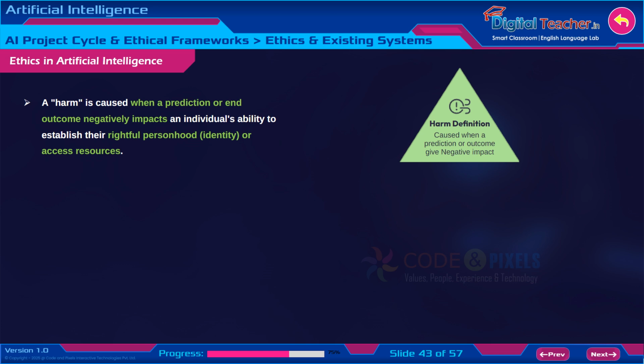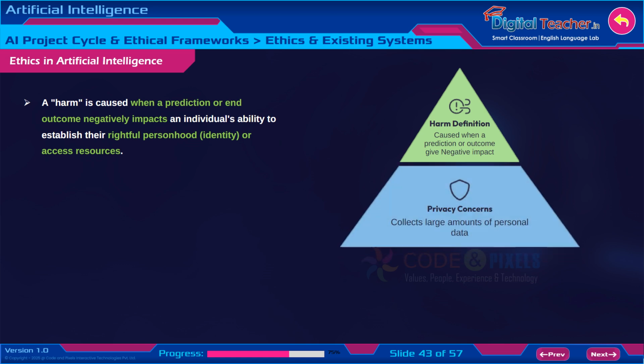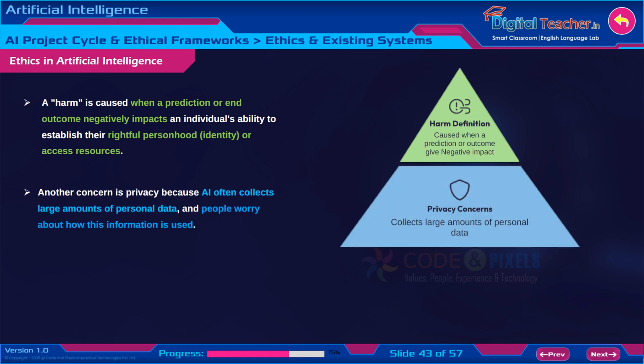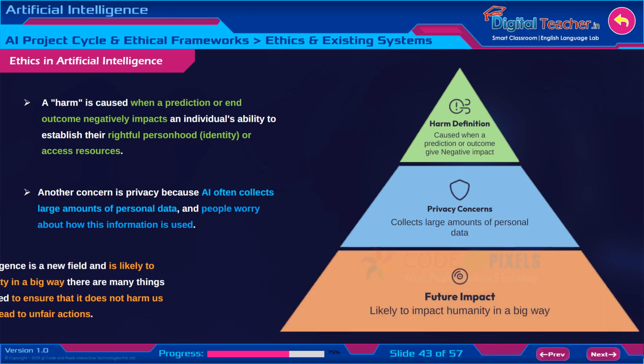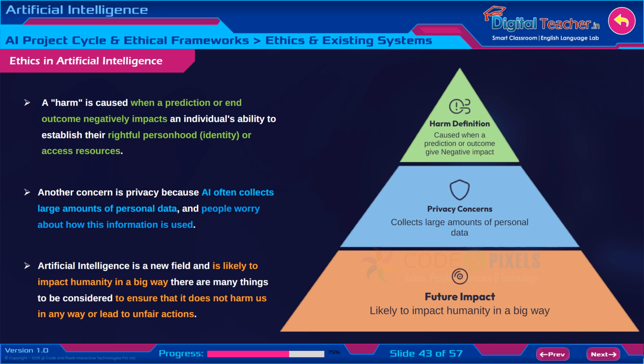Harm is caused when a prediction or end outcome negatively impacts an individual's ability to establish their rightful personhood or access resources. Another concern is privacy because artificial intelligence often collects large amounts of personal data, and people worry about how this information is used. Artificial intelligence is a new field and is likely to impact humanity in a big way. There are many things to be considered to ensure that it does not harm us in any way or lead to unfair actions.